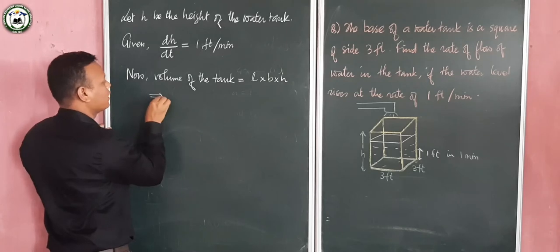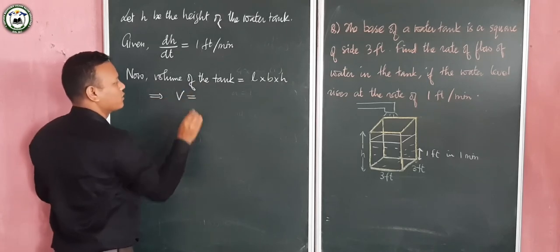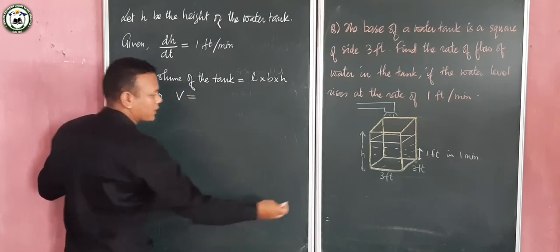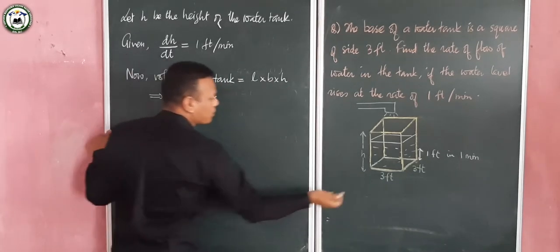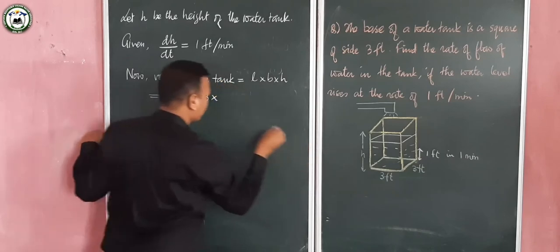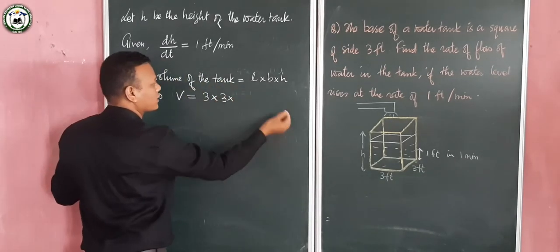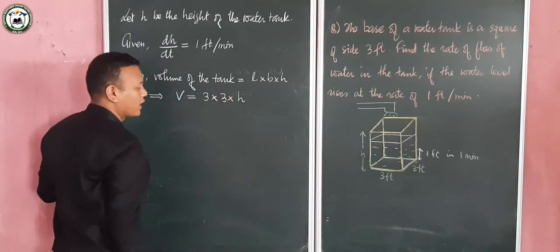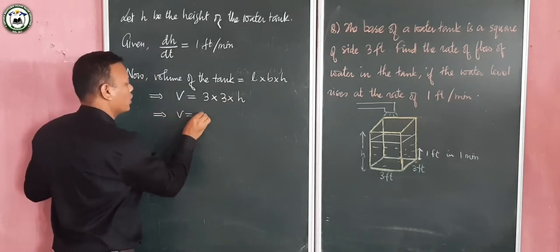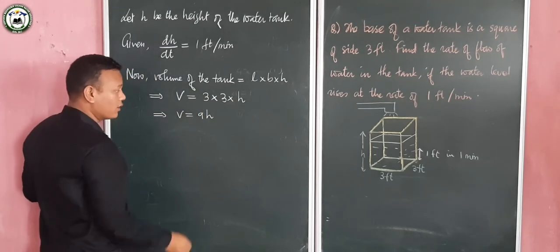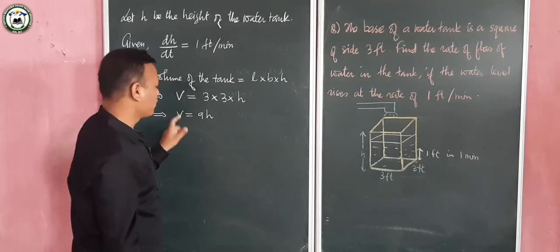Okay, so let me write this volume of the tank by capital V. L length bhane kati cha 3 feet. Okay na, so 3 feet ani b bhane breadth bhane ko pani kati cha 3 feet cha ani height cha kati cha, height is denoted as h itself. Manchi volume bhane kati rhecha, volume is equals to 9h per rhecha. Okay na, aba we need to find rate of change of volume.